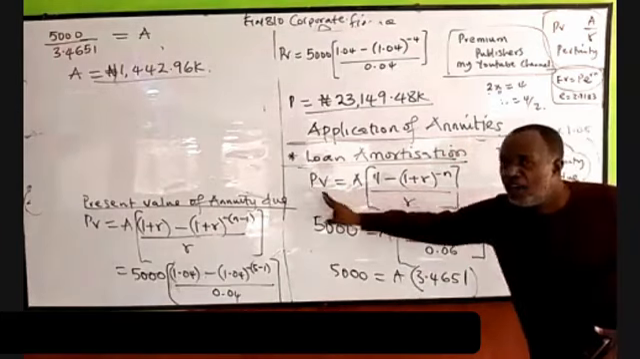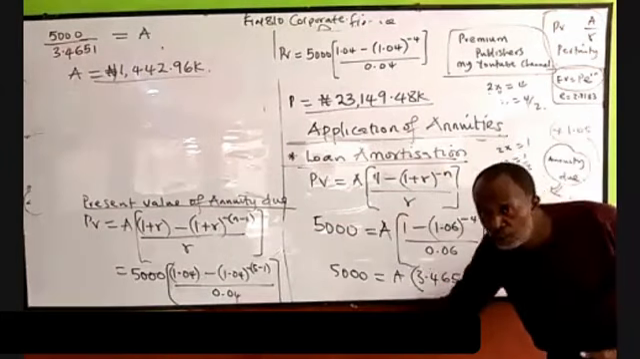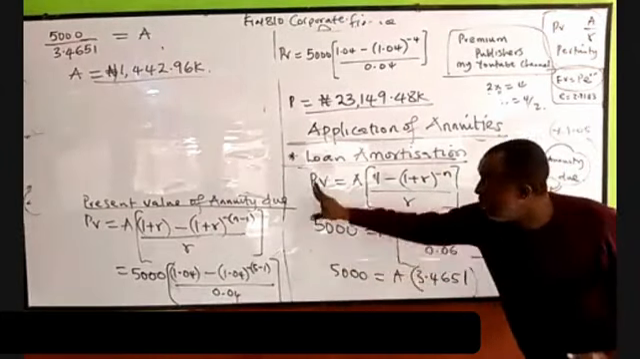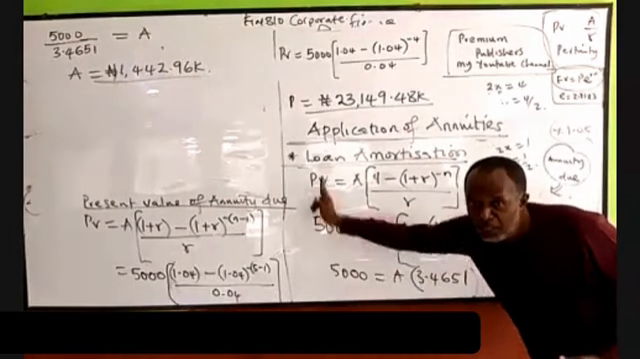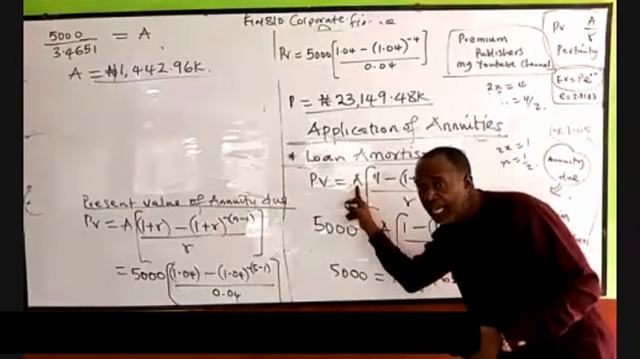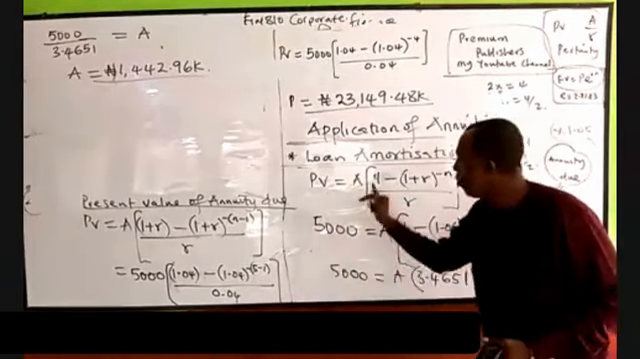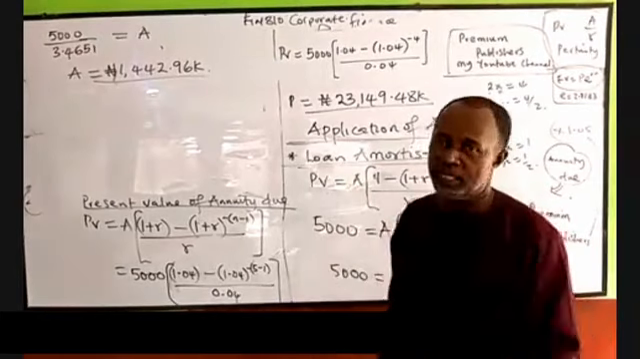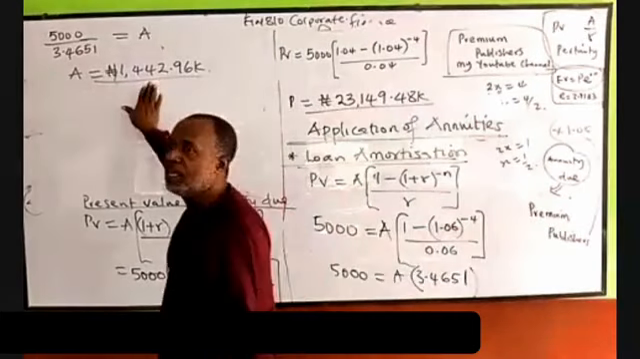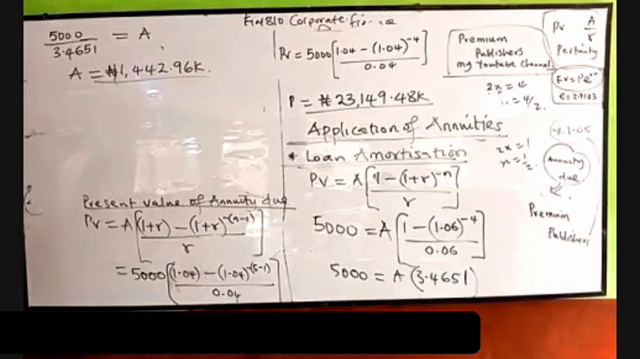No, not present value. We are applying for a loan. In that question, the present value is given. It's not like we are calculating present value. We can't carry 5,000 and put it here. The present value is given. We are looking for the annuity. This is what they will be paying every year for 4 years in the loan schedule for us to offset the whole 5,000.